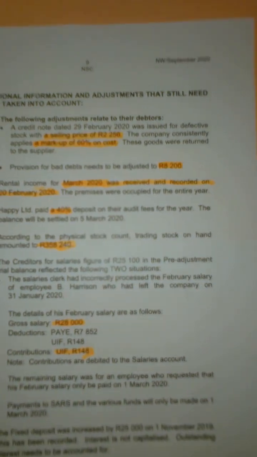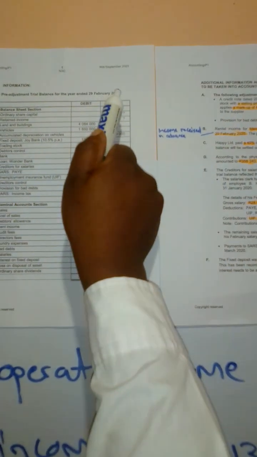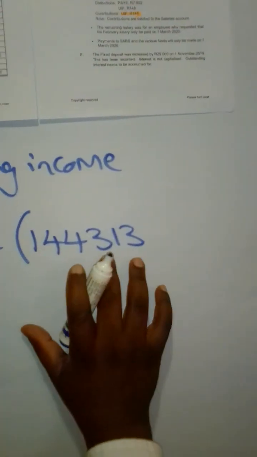This is what you're supposed to understand. This is where you need to understand what happened so that you can adjust for it. When is our financial year ending? Our financial year is ending on 29 February 2020. But here they are saying that the rental income for March 2020 was received. So what does that mean? It means we've got income received in advance. What do we do with income that has been received in advance? We subtract it from the amount that is given.